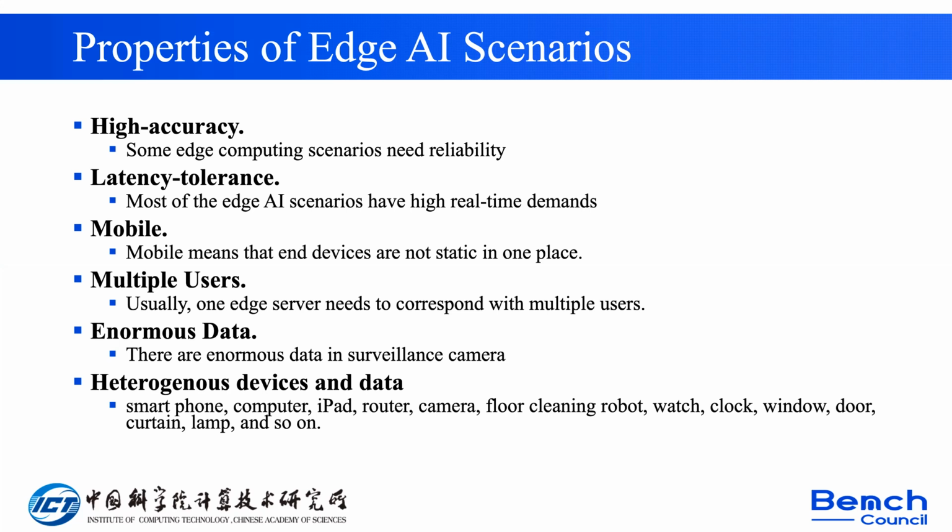The second one is latency tolerance. Actually, most of the edge AI scenarios have high real-time demands as they are closely tied to human life. For autonomous vehicles, due to their network conditions, the communication latency can be up to 10 milliseconds using 5G technology. Moreover, the total end-to-end execution latency can be up to 100 milliseconds.